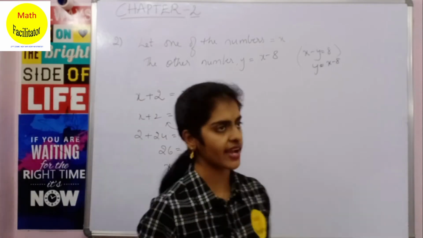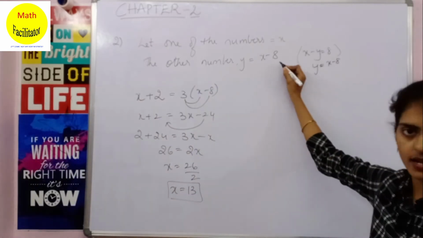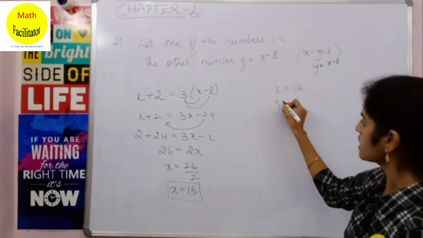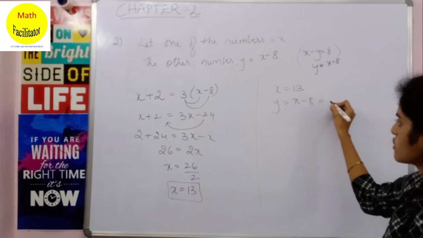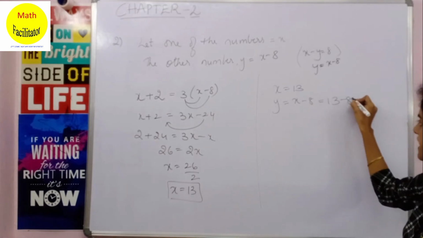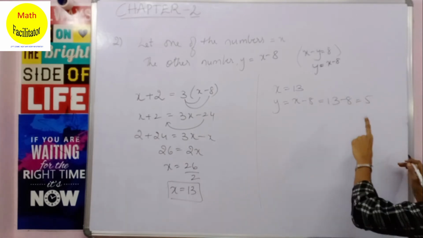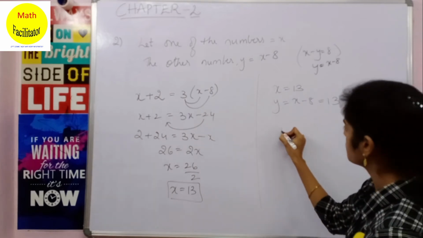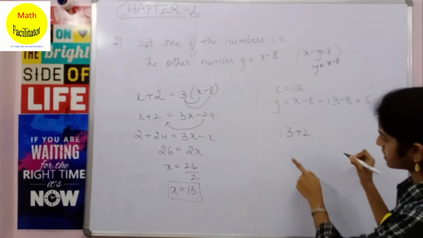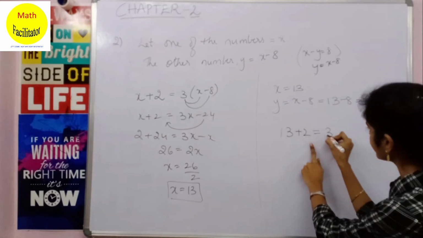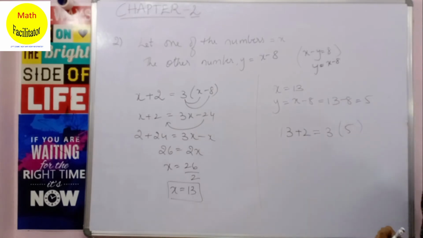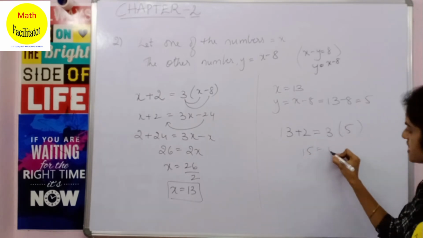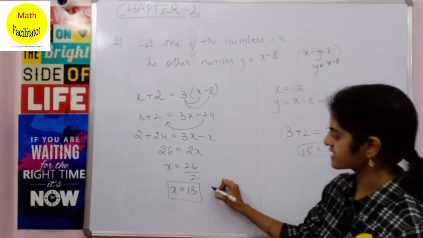Now if you substitute the value of x here, will you get these numbers? Let us check. So one number x is 13. Now the other number y is nothing but x minus 8. So x minus 8 is 13 minus 8. So the other number is 5. Now let us substitute these values in the given condition and check. If 2 is added to the bigger number, then it is 3 times the smaller number. This is the condition. Now 13 plus 2 is 15. Now 3 into 5 is 15. So that means our answer is correct.